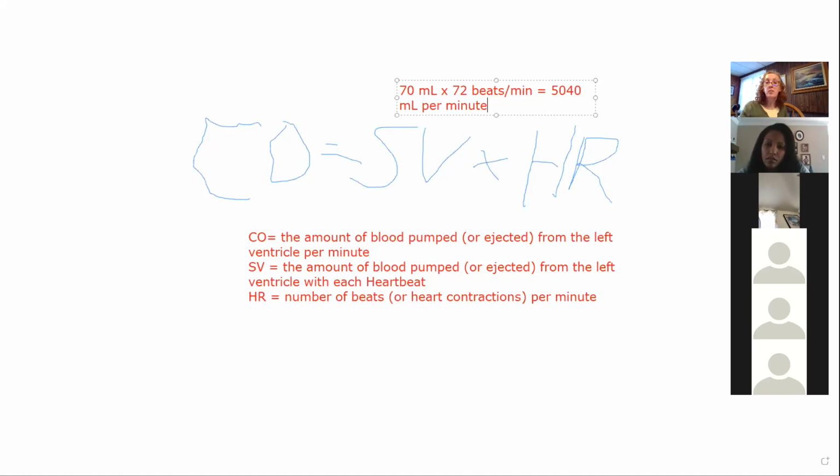Your stroke volume can change fairly quickly. Your heart rate can change fairly quickly, right? Your heart rate can go from 72 to 100 if you decide at that moment to drink an energy drink like I drink. It doesn't take much.